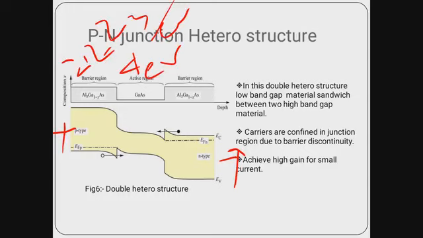Discontinuity means a large amount of discontinuity. How does it help? When discontinuity occurs, a huge amount of charged particles are confined into this bucket. So the carrier density is huge. That means if we vary a small amount of voltage, we are getting a large amount of current. That is the basic advantage of heterostructure as compared to homostructure.